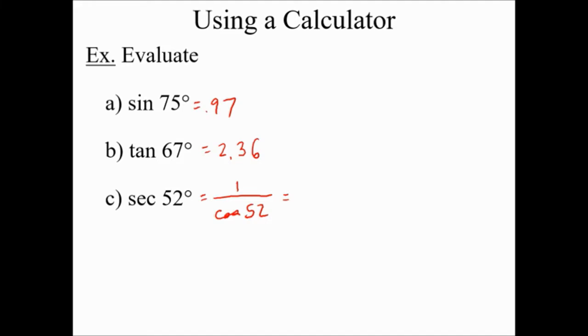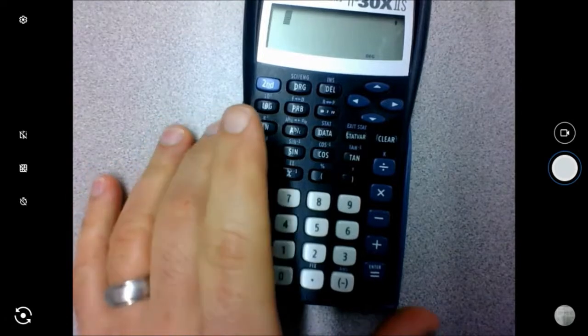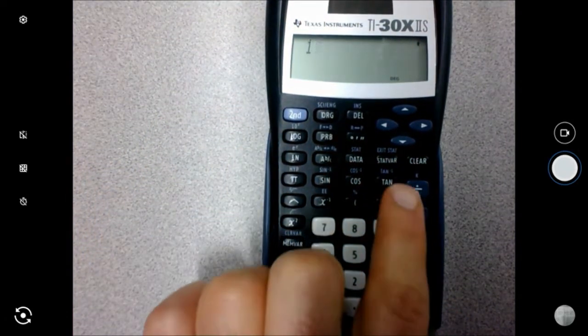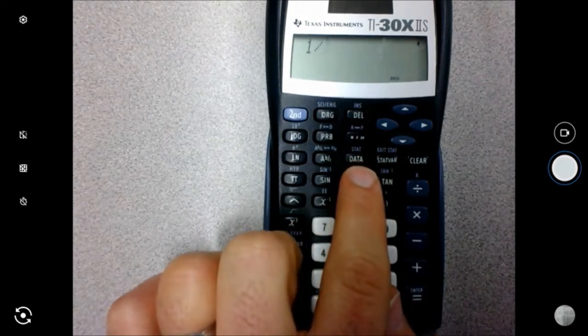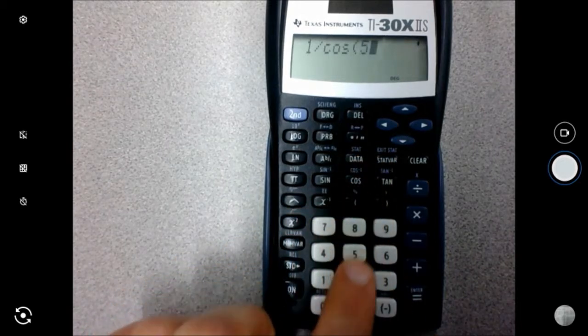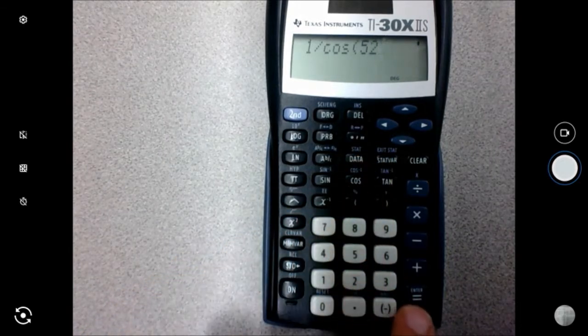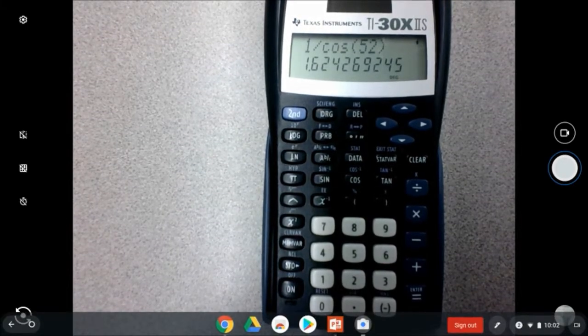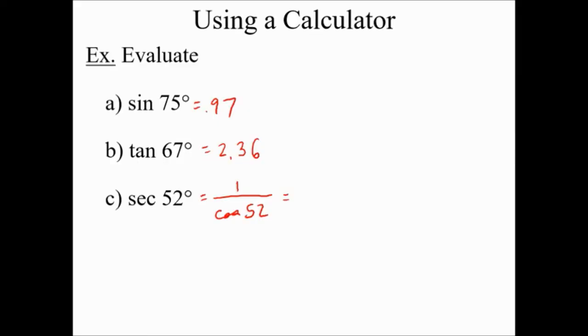So go back to the calculator now. On my calculator, I can type 1 divided by cosine 52. Okay? And so this gives me the answer. And so this is now my secant. So I'm getting 1.62.